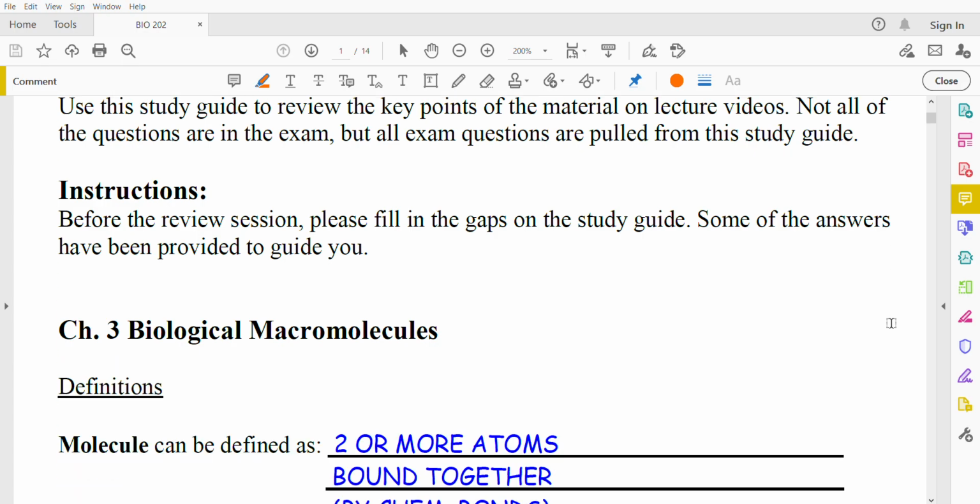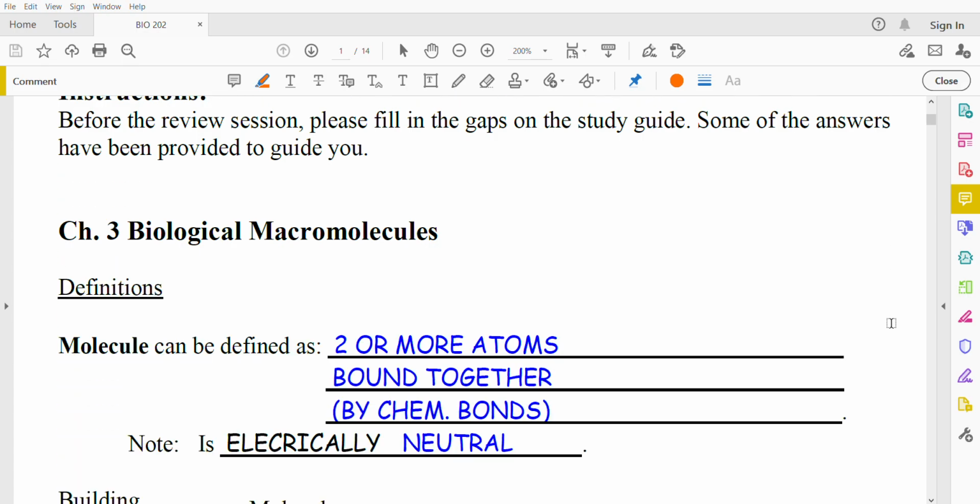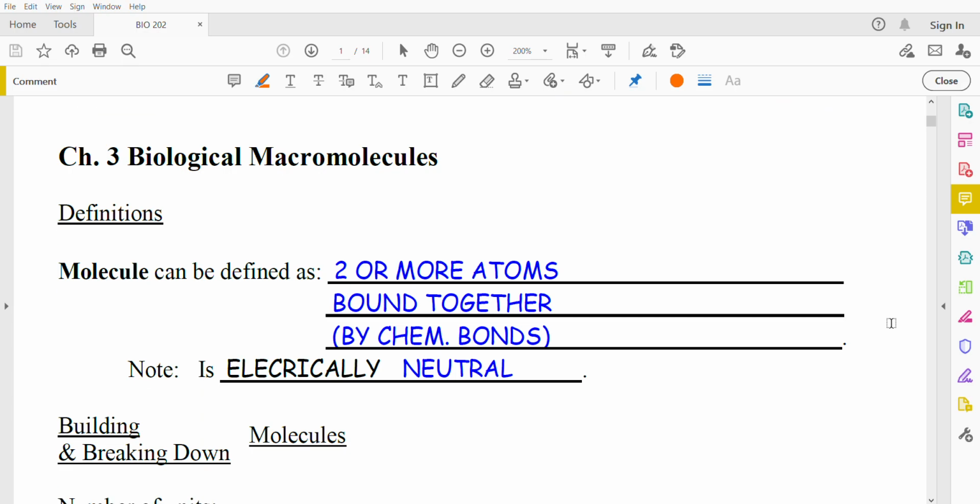You'll also notice that I have provided answers for some of the gaps already ahead of time. Those are written in black. Usually if you have to fill in something, that would be highlighted on this version in a blue color. So let's make a start and have a look at chapter 3, where we discussed biological macromolecules.